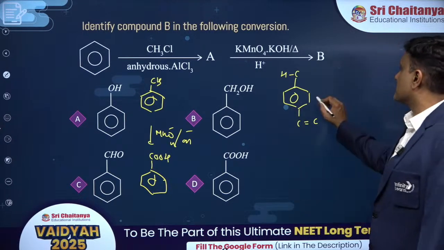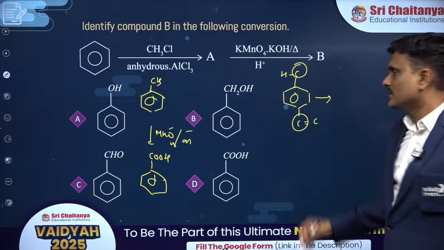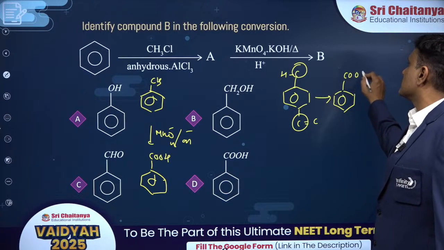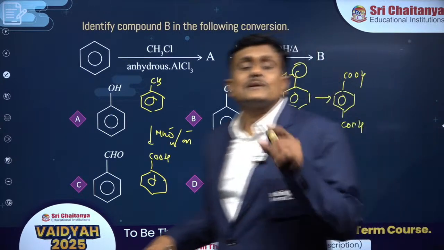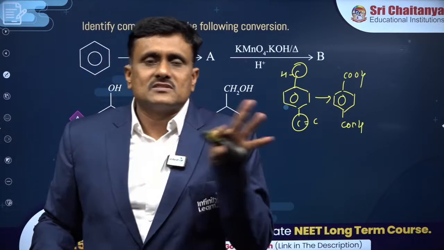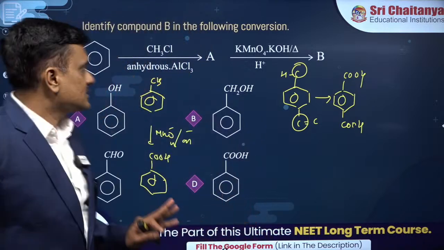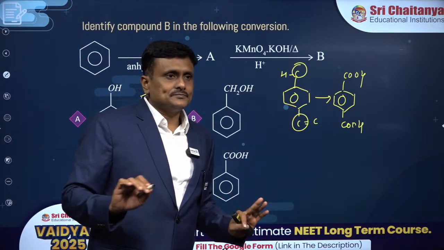If these things are present, no matter how many carbons are present along with benzene, the whole compound will be converted into COOH. Irrespective of the number of carbons in the side chain, the whole chunk will be converted into COOH. What is the condition? Alpha hydrogen or unsaturation, not both.